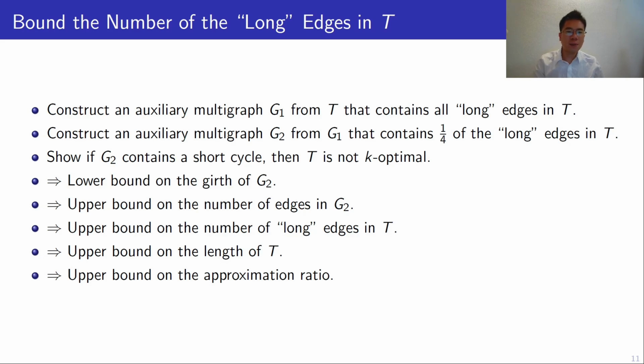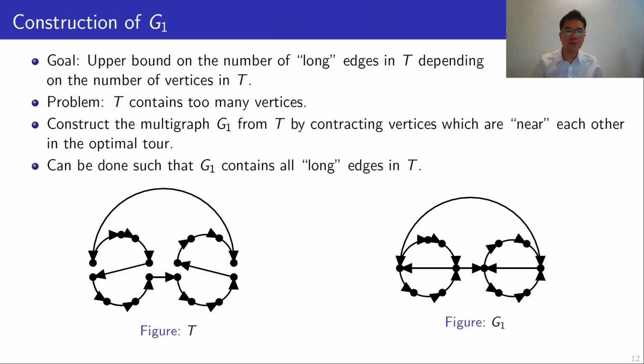This gives us an upper bound on the length of T, since we have bounded the number of long edges, and in the end we get an upper bound on the approximation ratio, since the length of the optimal tour is 1. So we will focus now on the first 3 steps of this analysis, and the remaining steps are not so hard to show. Let's start with the first one.